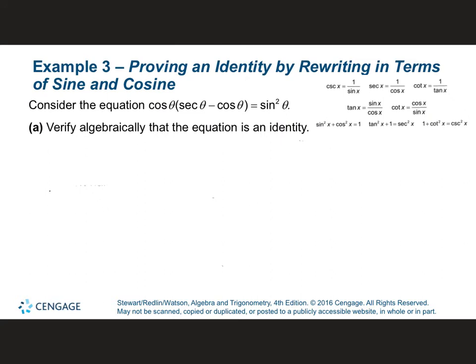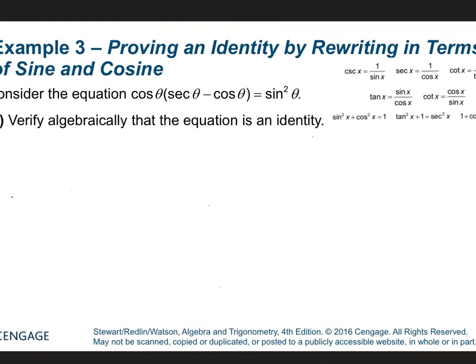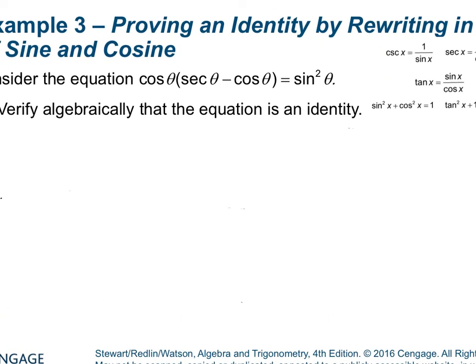If we look at example 3, it tells us to consider the equation cosine theta times secant theta minus cosine theta is equal to sine squared theta. The harder of these two sides is going to be the left side. You have more trig identities there. You have more trigonometric functions there. So work with the left side first. What I like to do when I work with these is I like to draw a line right down the middle. That helps me to separate the two sides.